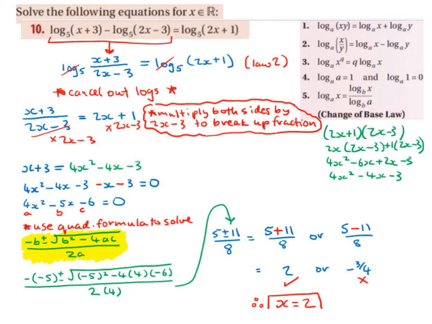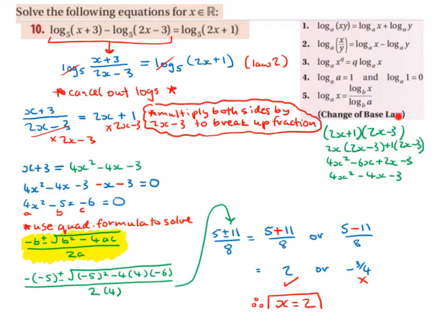Now ultimately we want to solve for x, so what we're going to do is multiply both sides by 2x minus 3 so that we can break up the fraction. Since on our left hand side we have divided by 2x minus 3, if we multiply by 2x minus 3, that will cancel those out, leaving us with x plus 3 on the left hand side. But if we multiply by 2x minus 3 on the left of the equal sign, we must do it on the right. So we have to work out 2x plus 1 multiplied by 2x minus 3.